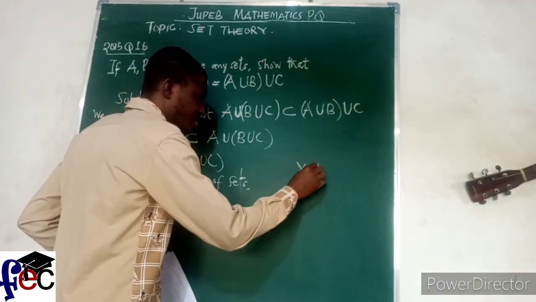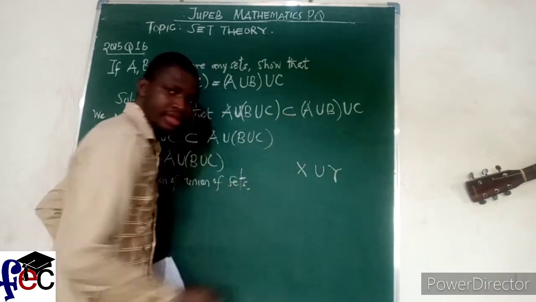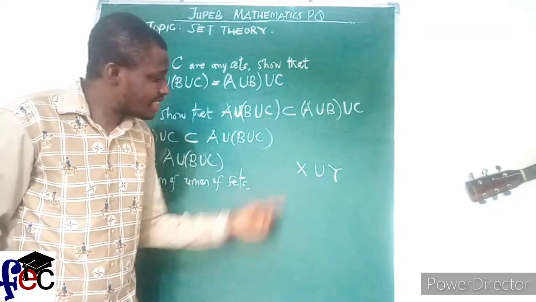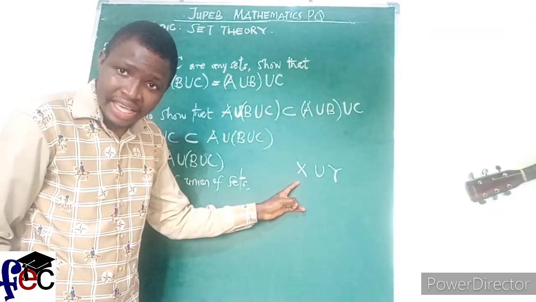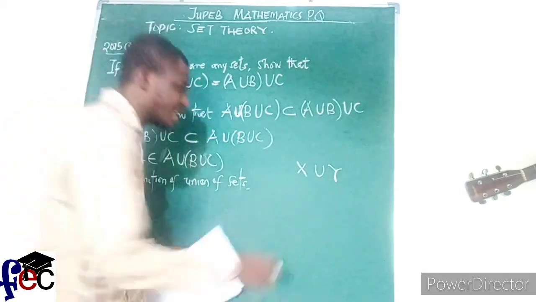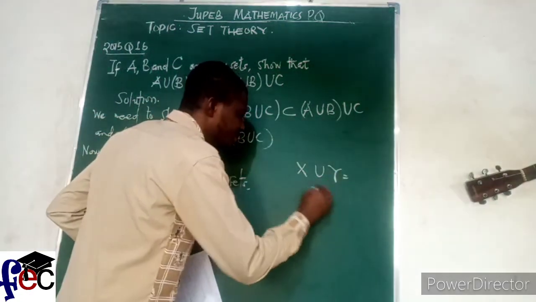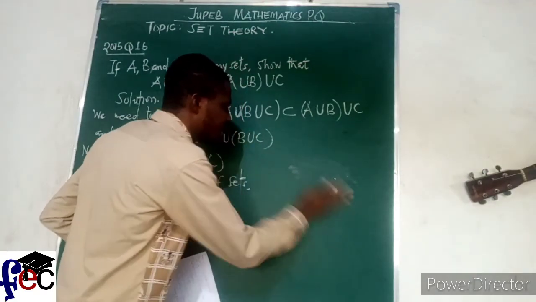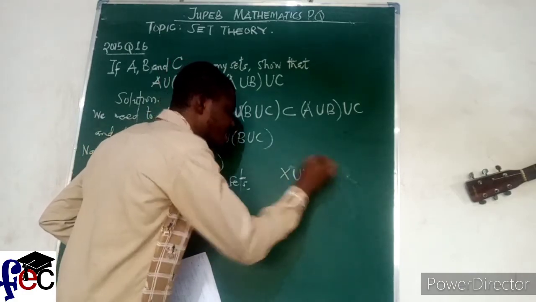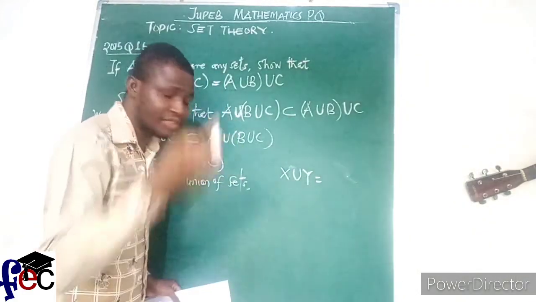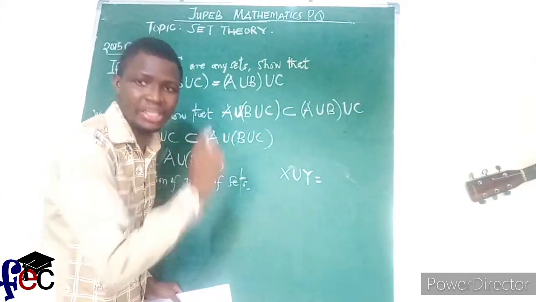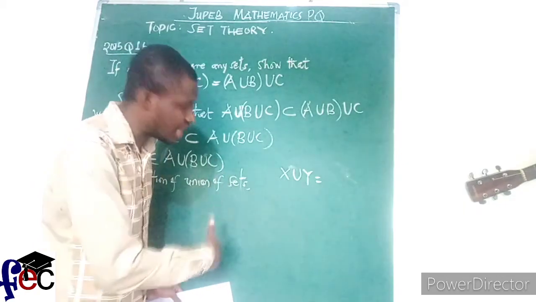Let's see x union y. It doesn't necessarily imply that the element in x must always be in y. The definition of union is what? Let me rewrite it well. You need to understand the definitions of sets, terminologies: the definition of union, difference, intersection, and complement are very important. That's what you will use to be able to analyze this problem.